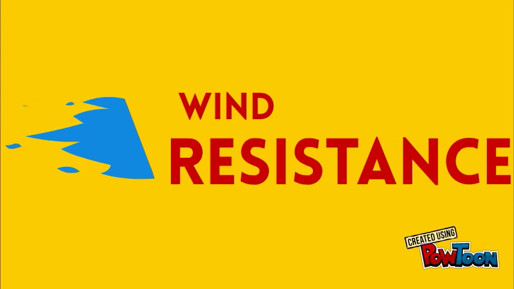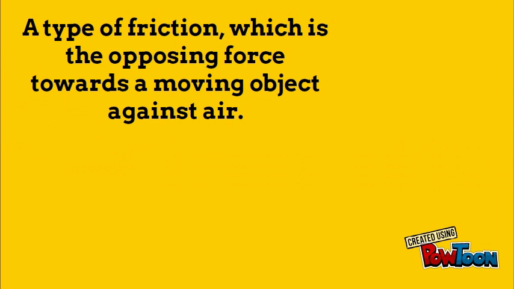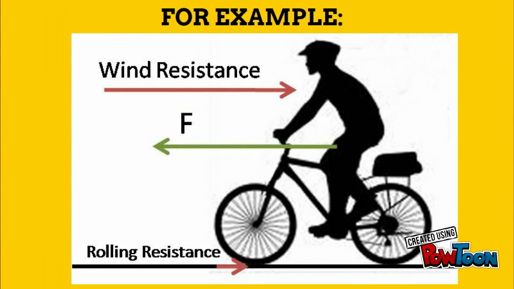Next is wind resistance. Wind resistance is a type of friction, which is the opposing force towards a moving object against air. As an object accelerates, its velocity and wind resistance increase. For example, for bikers, wind resistance is their worst enemy because it is the friction moving against them. They are fighting against the wind resistance that is slowing them down.